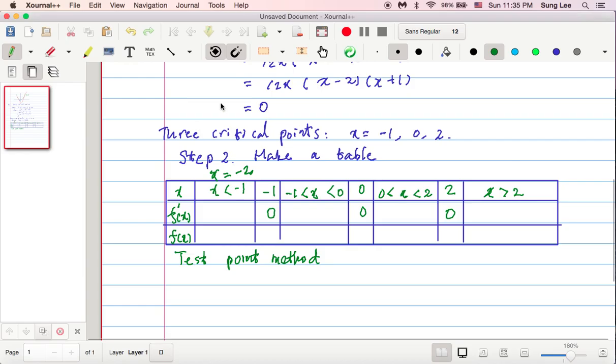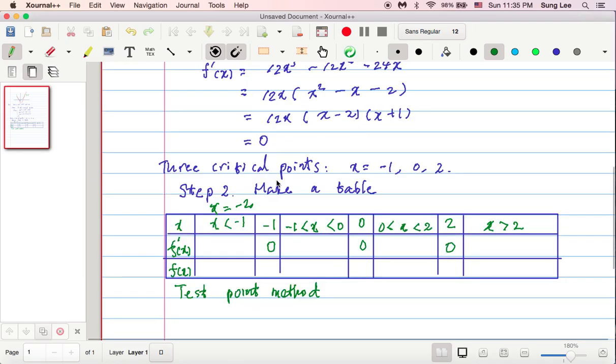Okay, so let's check this sign. This is our f prime of x. For x equals -2, this factor is going to be negative, this is going to be negative, and this is also a negative number. We don't need a value, we just need a sign. The multiplication of three negative numbers is an overall negative number, so the sign is negative, and we put a negative sign there.